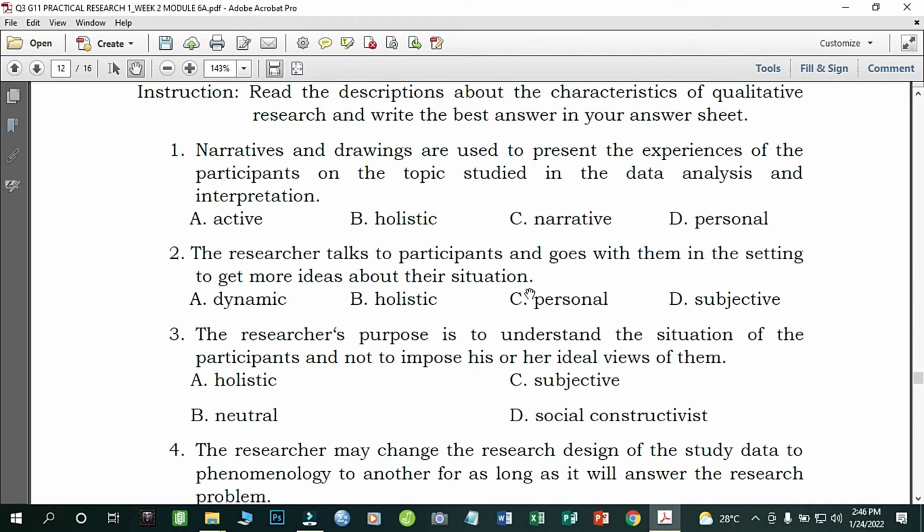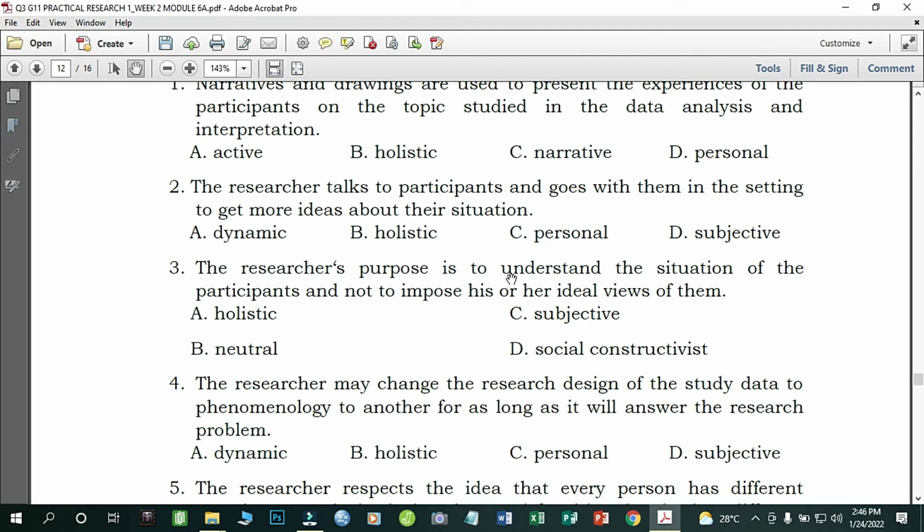Okay, number 1, narratives and drawings are used to present the experiences of the participants in a topic studied in the data analysis and interpretation. A, active; B, holistic; C, narrative; D, personal. Okay, the correct answer is letter C, narrative. And number 2, the researcher talks to participants and goes with them in the setting to get more ideas about their situation. A, dynamic; B, holistic; C, personal; D, subjective. Okay, the correct answer is letter C, personal.